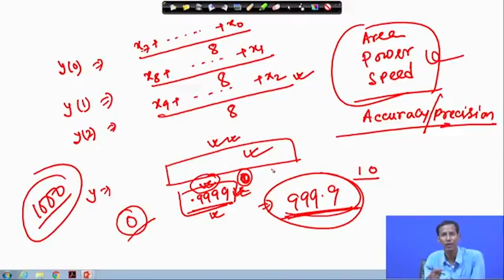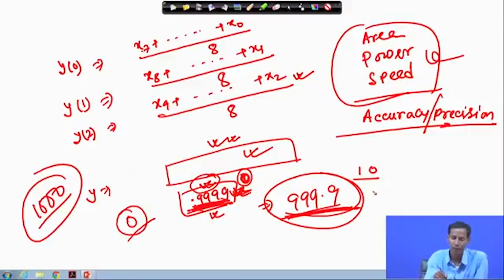Whenever we are running in a loop with these numbers, in each stage I am getting this error, and however many times I run that loop, that much error I will accumulate finally. So this is the error which I am accumulating finally.